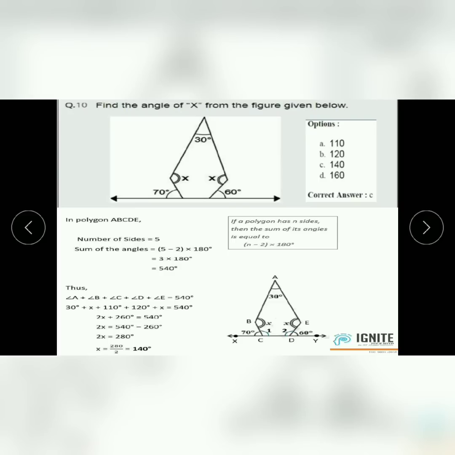Therefore, the total sum of angles, angle A plus angle B plus angle C plus angle D plus angle E, equals 540 degrees. Here angle A equals 30 degrees, this is an unknown value taken as x, this is 110, this is 120 degrees, and this also is an unknown value taken as x. Therefore, the total sum equals 540. We can solve this equation and we will get x equal to 140 degrees. Okay, option C, 140 degrees.